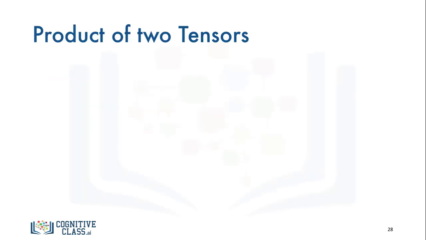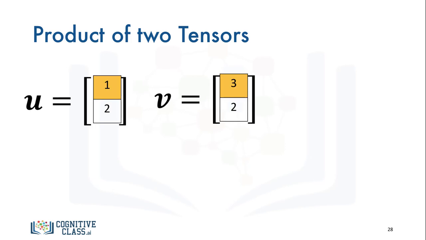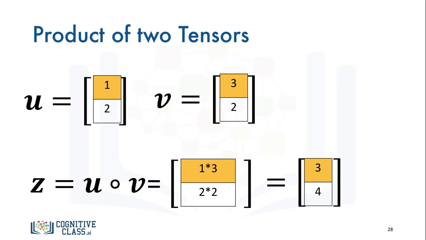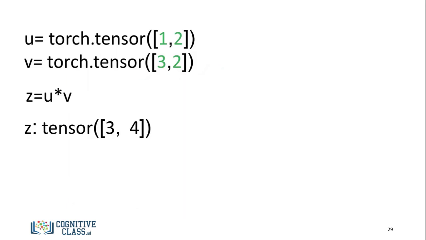Hadamard product is another widely used operation. Consider the following tensor or vector. The result of the Hadamard product of u and v is the new tensor z. The first element of z is comprised of the product of the first element of u and v. Similarly, the second element is the product of the second element of u and v. The resultant is a new vector that consists of the element-wise product of u and v. In PyTorch, we can also perform the Hadamard product with one line of code and assign it to the tensor z.